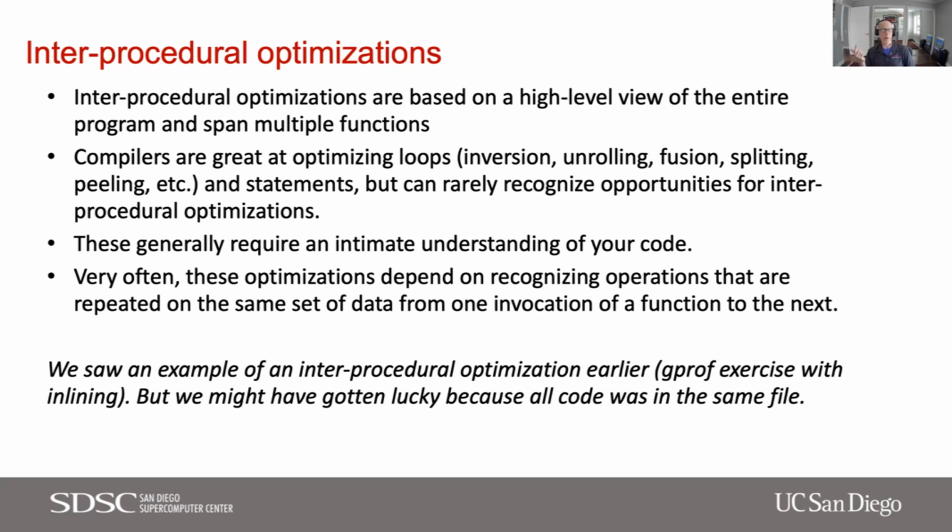So earlier, when we did that gprof example, we saw a good example of interprocedural optimization where we had some simple functions or subroutines that were all in one file, but we might have gotten lucky because all that code was in the same file and it was relatively simple.